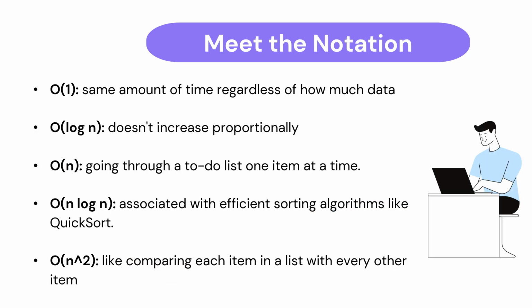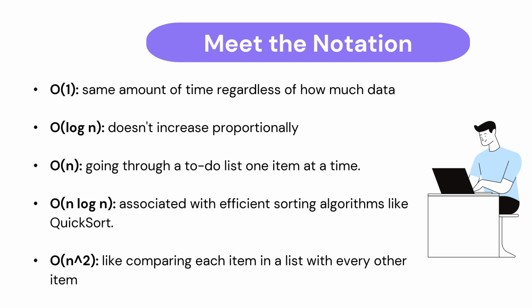Meet the notation. Now let's get to know the stars of our show, the big O notations. We have big O of 1, big O of log n, and so on. Each one tells us something about how an algorithm scales with input size. Big O of 1. This is like magic. It means that your algorithm takes the same amount of time regardless of how much data you throw at it.